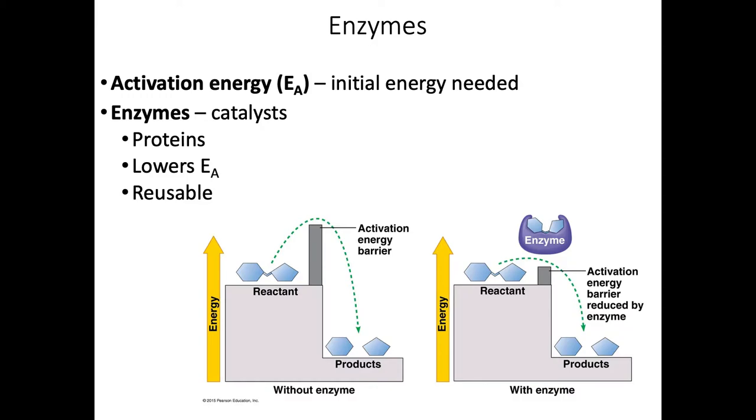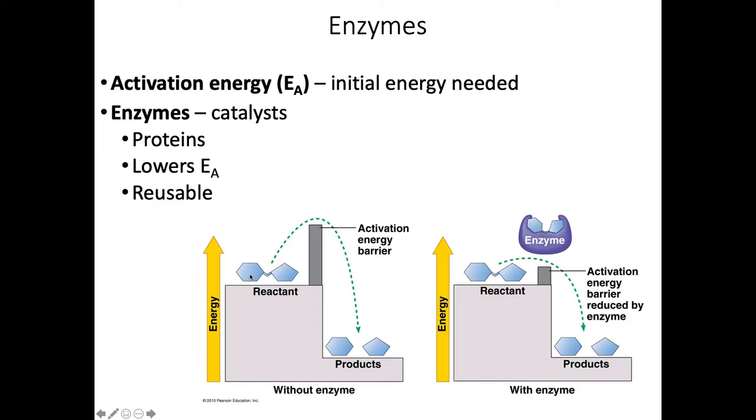Okay, so the last thing we're going to talk about in chapter 5 are enzymes. Enzymes are mostly proteins. What enzymes do is act as catalysts, and they speed up chemical reactions to make them go faster. With every chemical reaction, there needs to be some kind of initial energy input to get the reaction going, and that initial energy needed is called activation energy. This activation energy is needed to start a chemical reaction, and you can think of the activation energy as a barrier.